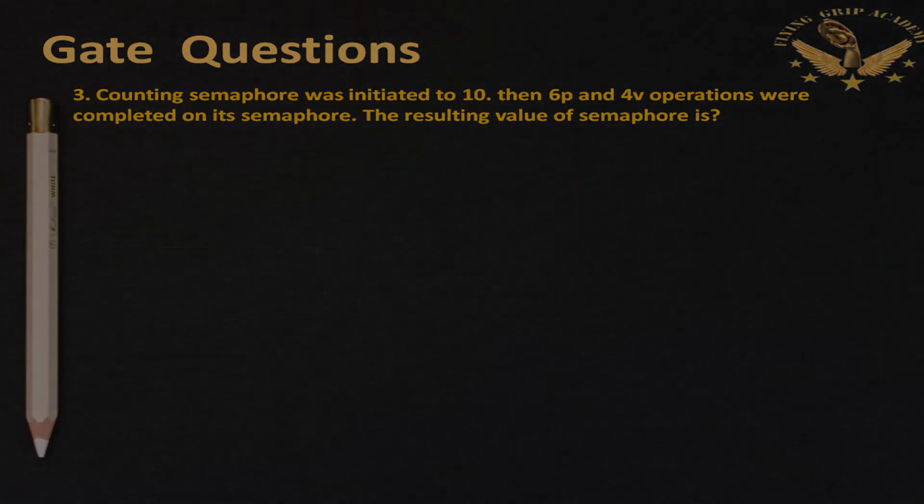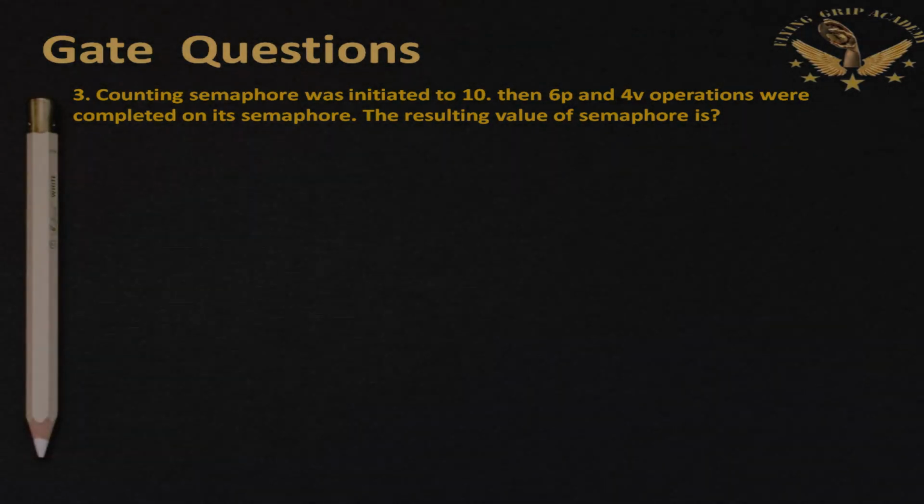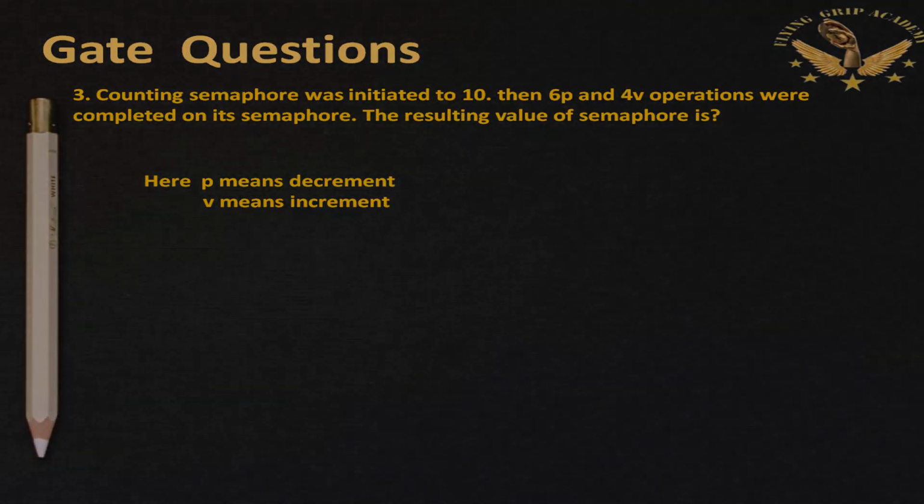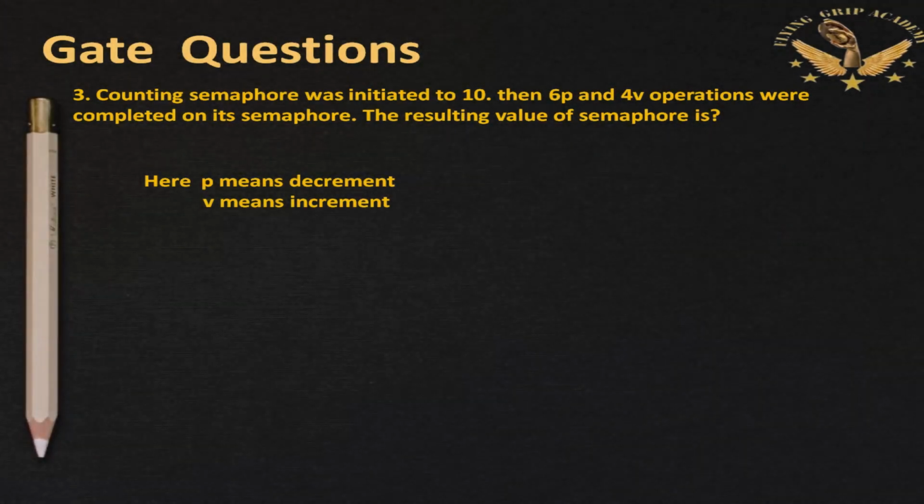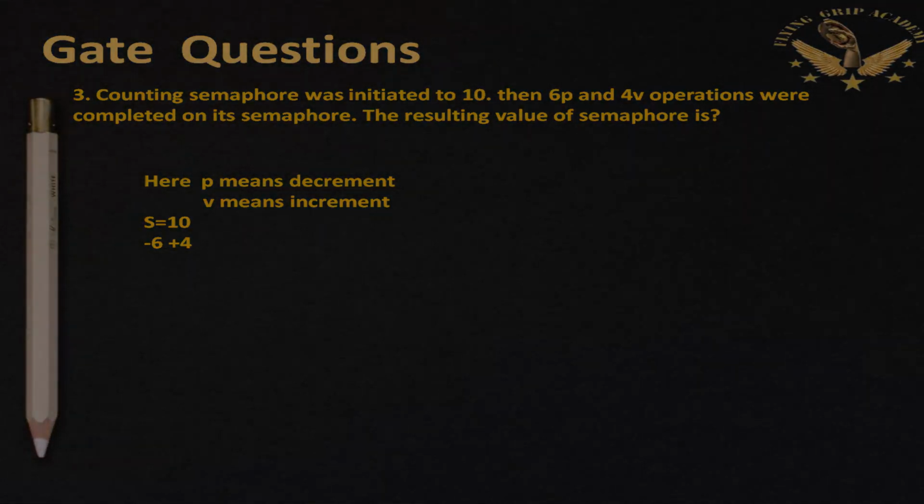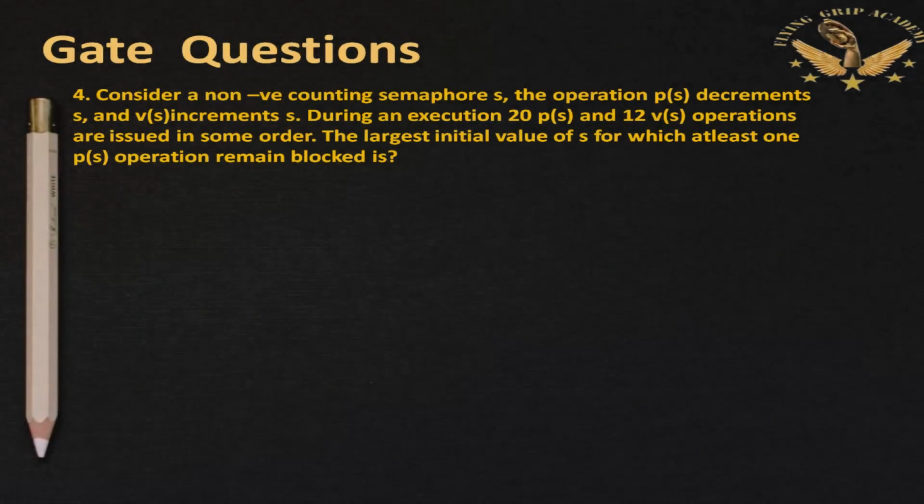Next, counting semaphore. It was initialized to 10 and then 16 P and 14 V operations were performed on the semaphore. The resulting value of the semaphore is? Here P means decrement, V means increment. So P is 16 and V is 14. So minus 16 plus 14, which results in minus 2, and the initial value of the semaphore is 10, so 10 minus 2 results in 8, which is the answer.